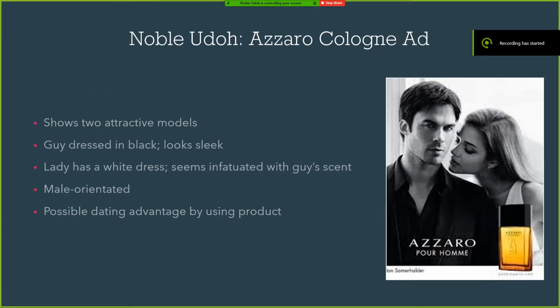So the ad here is for a perfume brand. It's an Azaro cologne ad, and it consists of two attractive individuals. The guy is wearing a black dress shirt and has a stern, charming look, while the lady has a white dress on and seems to be infatuated with the guy's scent. Obviously, this ad is male oriented because it tends to basically advertise to the consumers that there is a possibility of having a dating advantage simply by using this product.